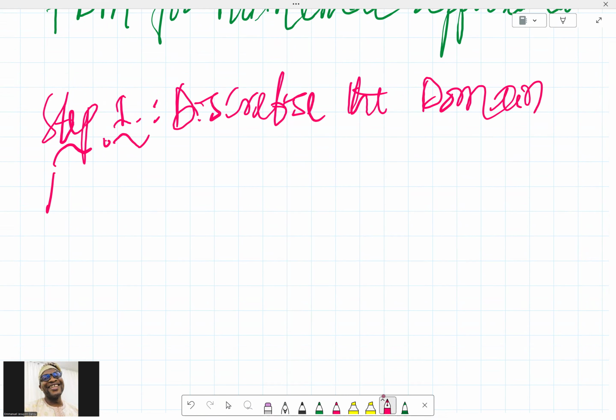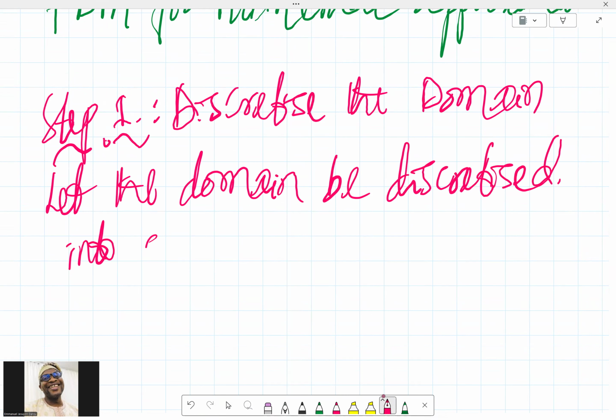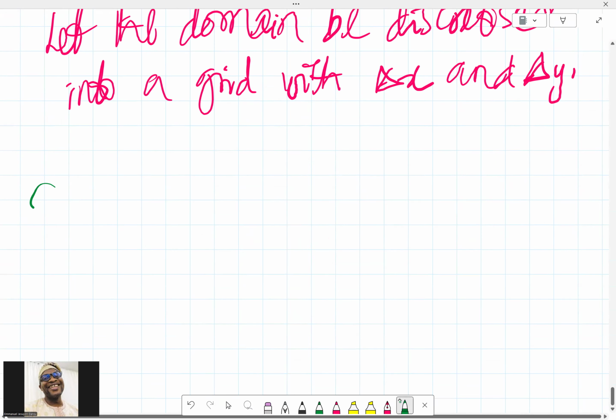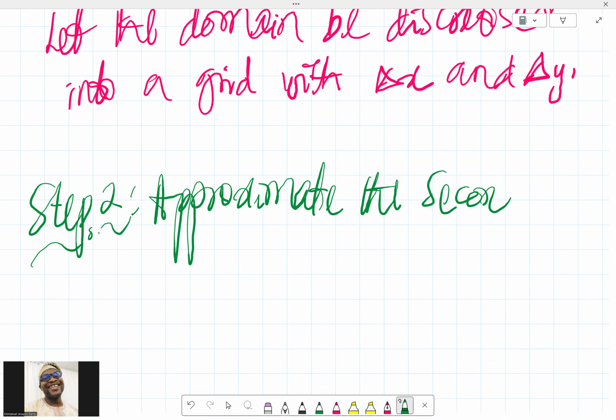So what that means is that you say let the domain be discretized into a grid with delta x and delta y. Okay, then we go for step two. For step two, you approximate the second derivatives.